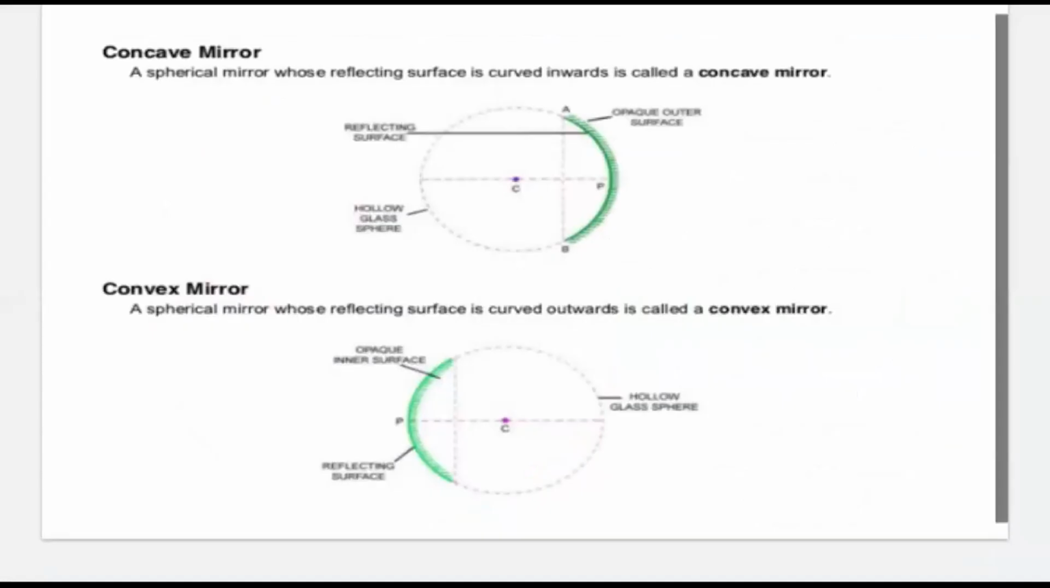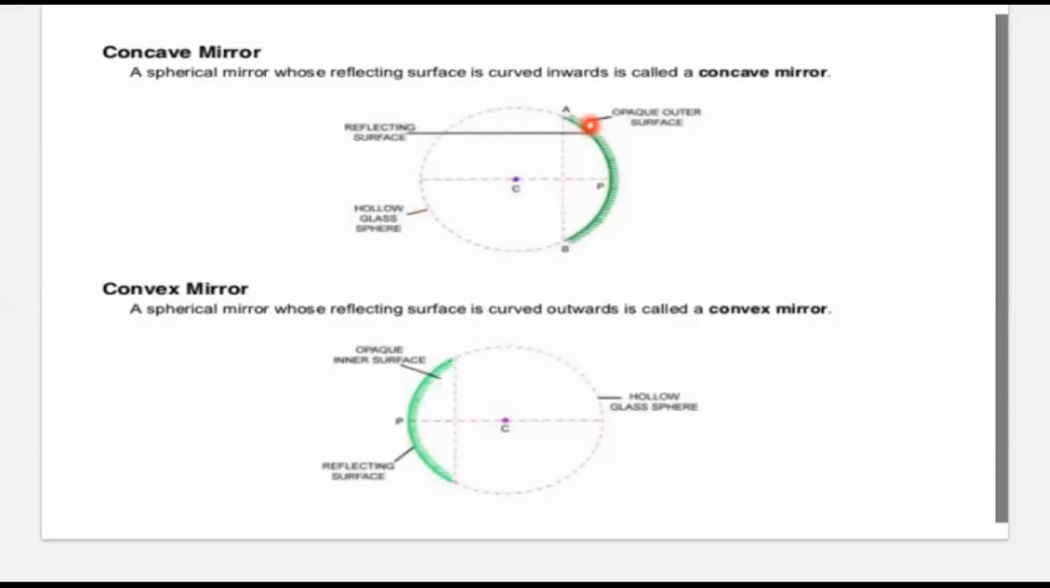Now see, this slide will illustrate in detail what is a concave mirror and what is a convex mirror. A concave mirror is a spherical mirror whose reflecting surface is curved inward. Now here again, we can see there is a glass sphere in two dimensions. I've shown it with the dotted lines. And what we do is we remove this portion AB outward. When we remove this portion AB, you can see this green colored dashed line over here. So you can say this is the backside of this concave mirror.